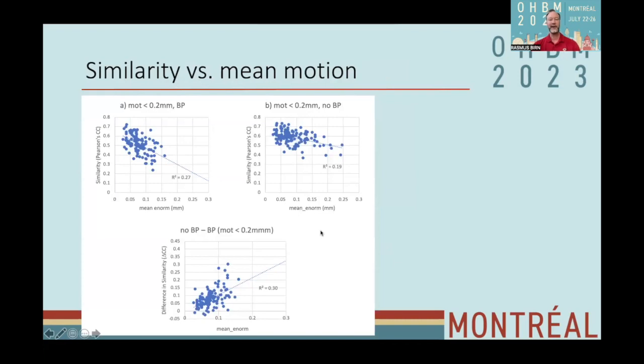So let's look at the effect of bandpass filtering. At the left, I'm showing you that same relationship again with 0.2 millimeter with bandpass filtering, how the similarity decreases with increasing amounts of motion. If I turn off the bandpass filtering, the similarity increases, particularly for the high motion subjects. And here at the bottom, I'm showing that difference between no bandpass filtering versus bandpass filtering at 0.2 millimeters. And you can appreciate that the similarity increases without the bandpass filtering.